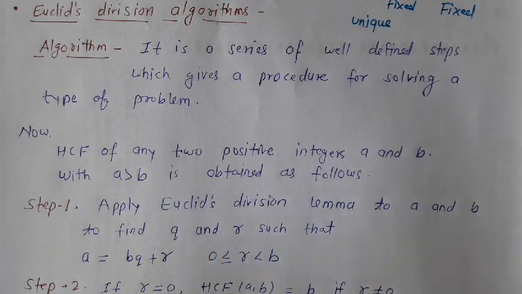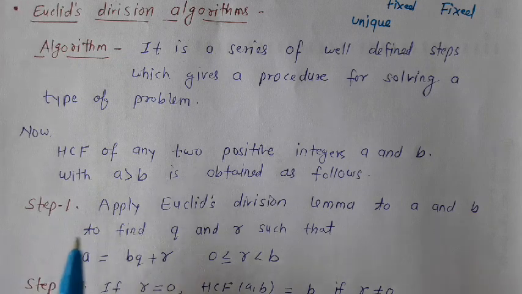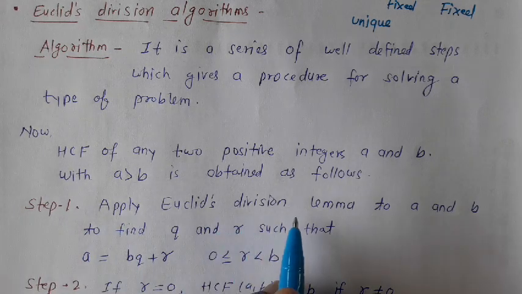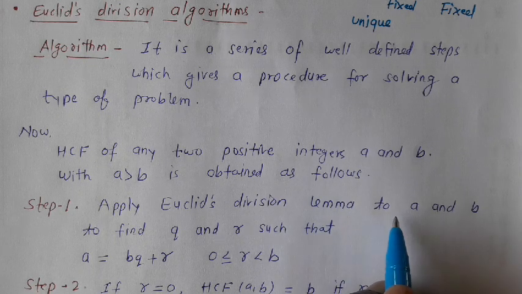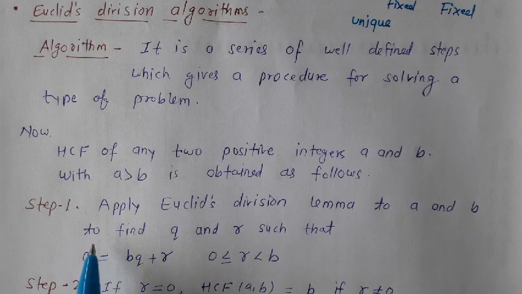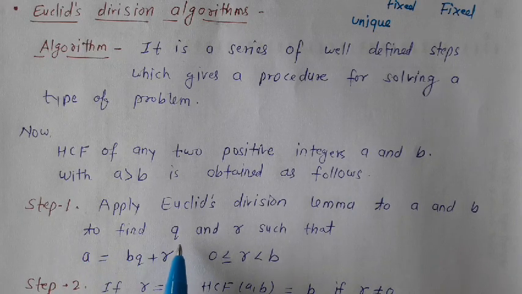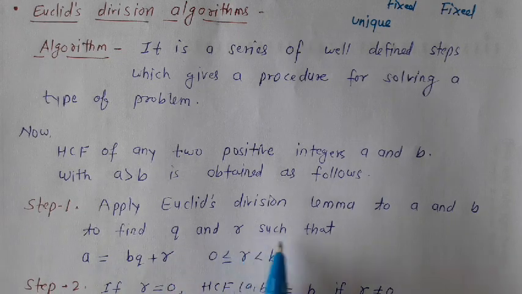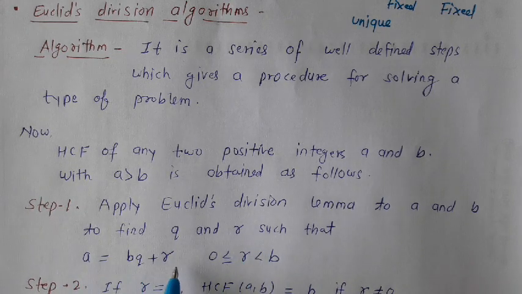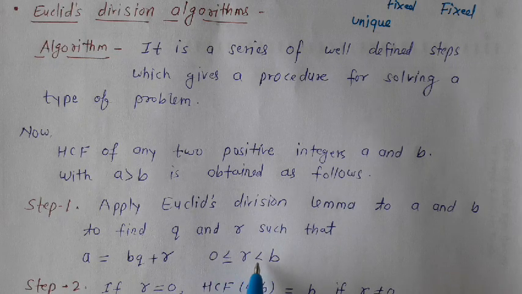There are three steps. In the very first step, apply Euclid division lemma a equals bq plus r to a and b to find q and r such that a equals bq plus r, where 0 is less than or equal to r is less than b.